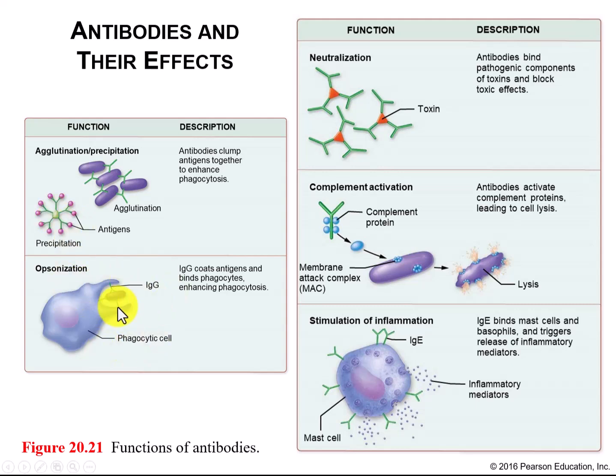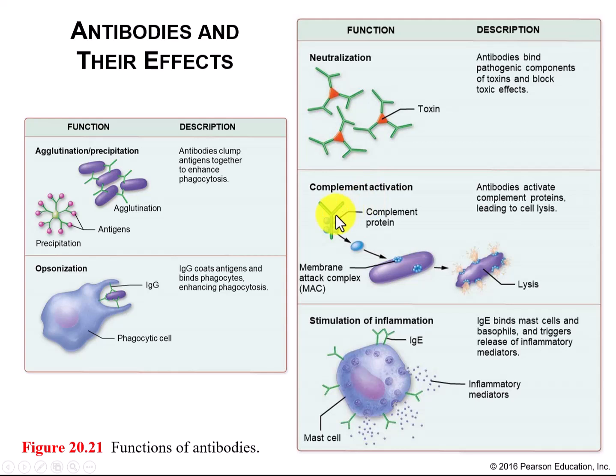We can have opsonization, just like we saw back with the complement, where antibody coats the bacterium, cancer cell, whatever is needing to be phagocytized, enhancing that phagocytosis. Same as with complement, antibodies can neutralize things such as viruses, but it can also neutralize toxins, snake venoms, spider venoms, toxic substances that get into our system.